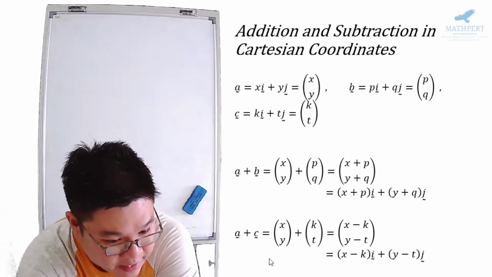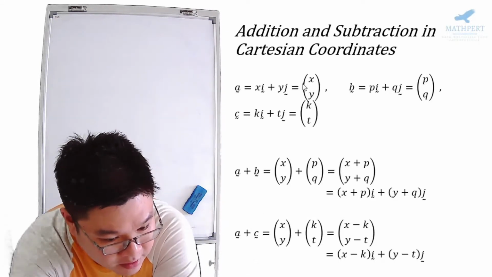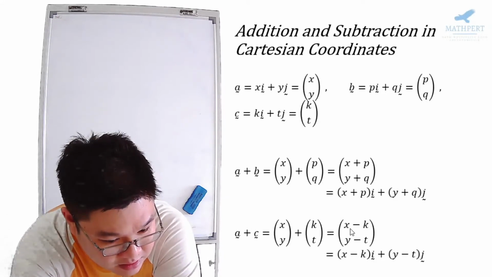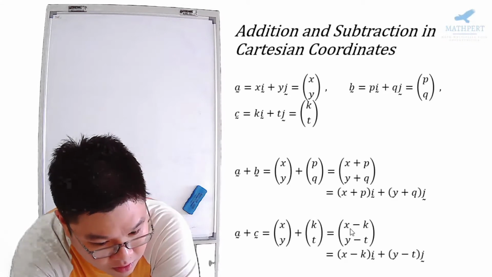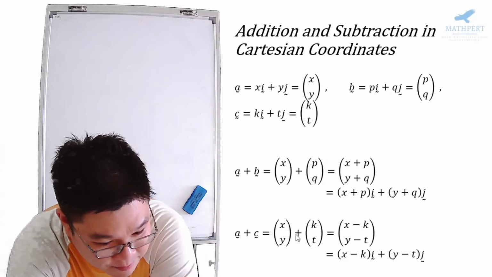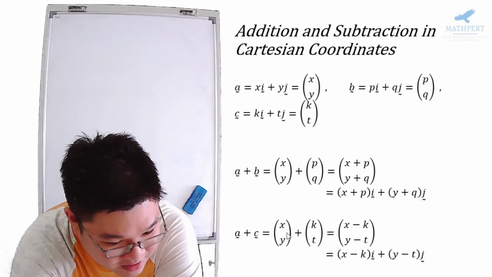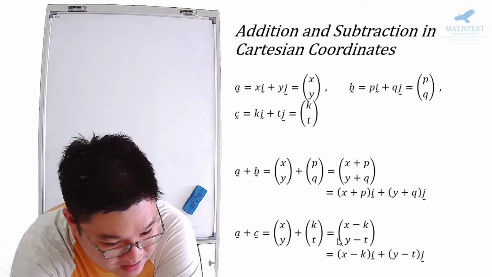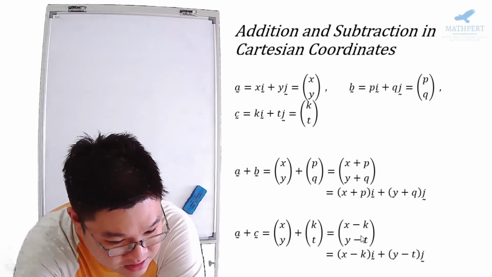Same goes for A plus C. A plus C will be x plus k, y plus t. There is a typo over here, later I will change this. This should be A plus C, x plus k, y plus t, not minus. This is plus.